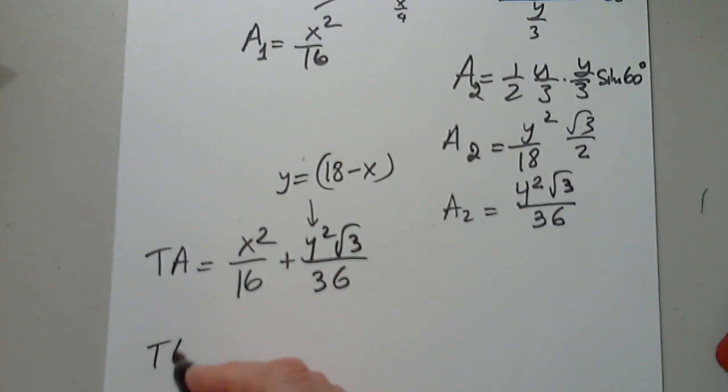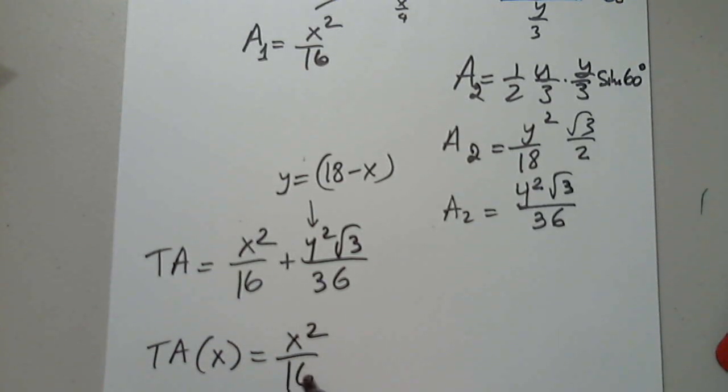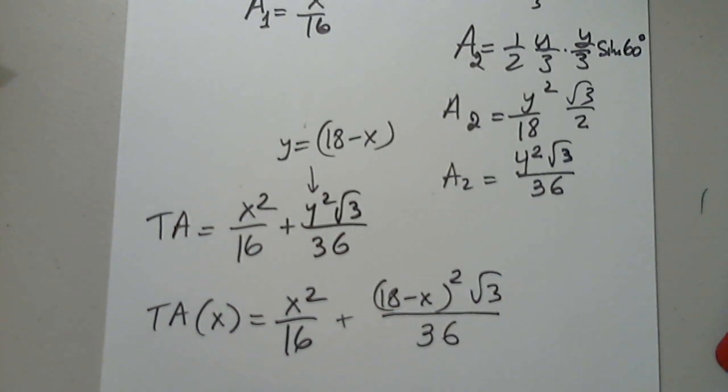Finally, I can say that this is TA of x, which is x squared over 16 plus 18 minus x, everything squared, times the square root of 3 over 36. I'm happy. I have the function. What now?